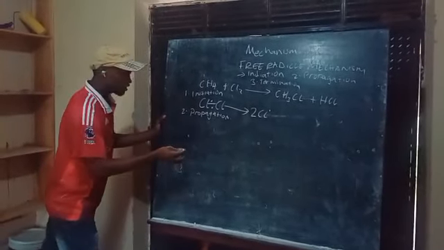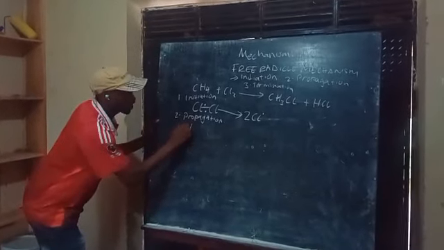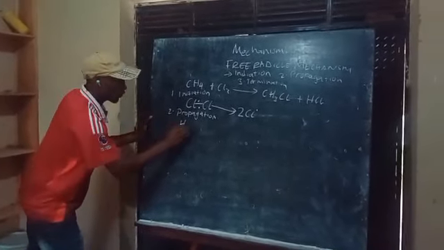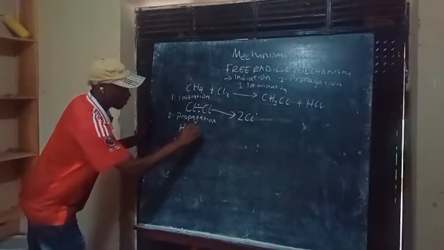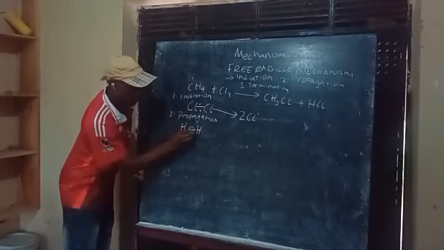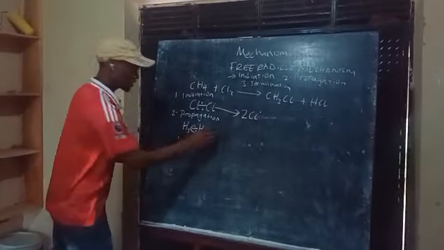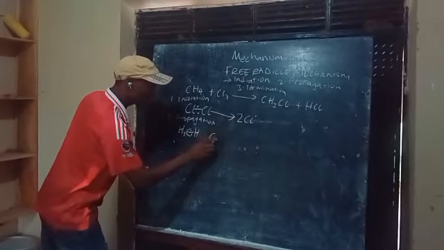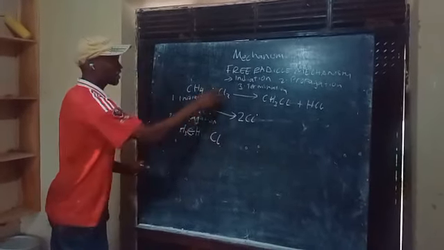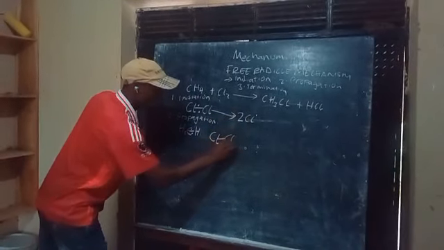So I can write it like this: H, C, then H. Remember I said the bond always has two electrons here and here, right? So now I said that we are going to react it with one molecule. Remember I said that we have two molecules here, so I'm going to react it with one molecule.